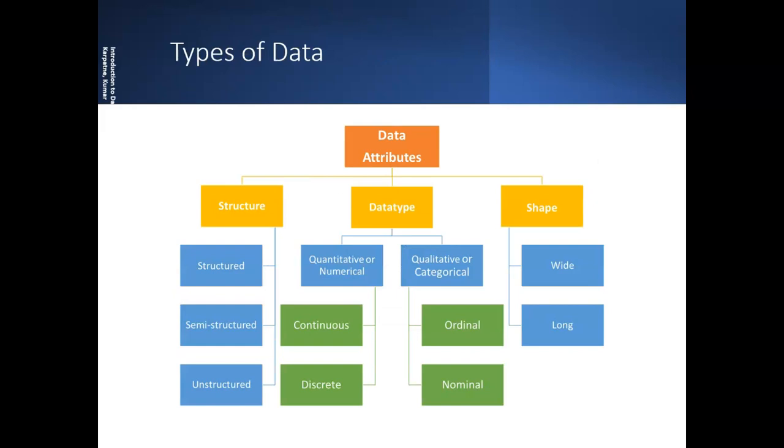Here you see the types of data with respect to shapes, data type, and structure. If you look at the structure, we have structured data, just like tables in a database or Excel sheet, that is called structured data. Then we have semi-structured data, just like logs, an XML file, or a JSON file. These are semi-structured data within a text file or notepad file.